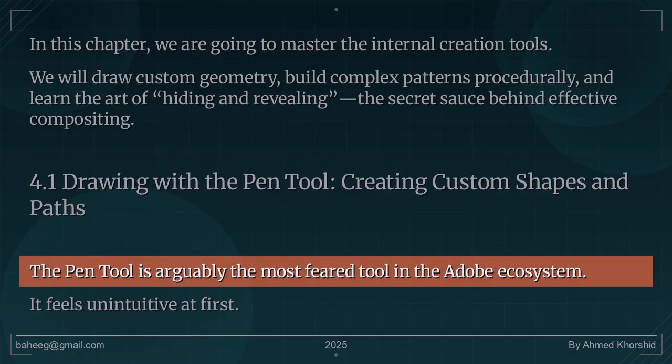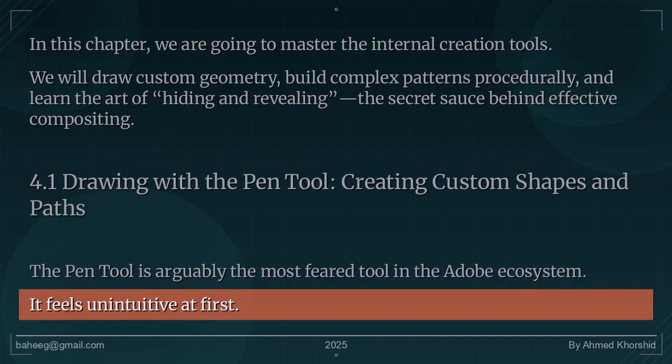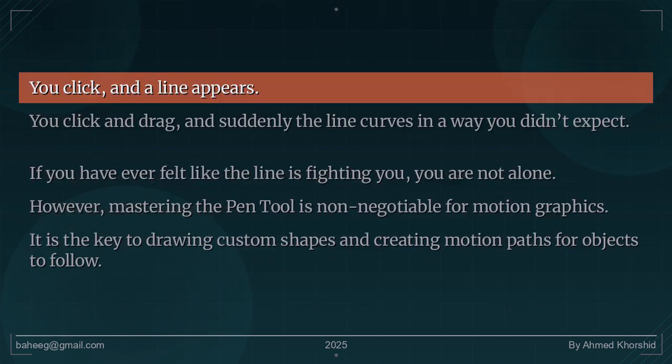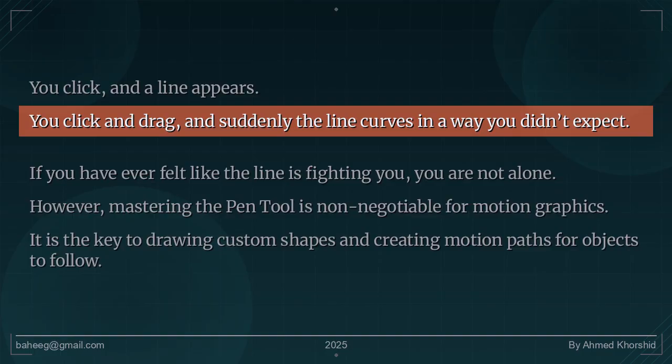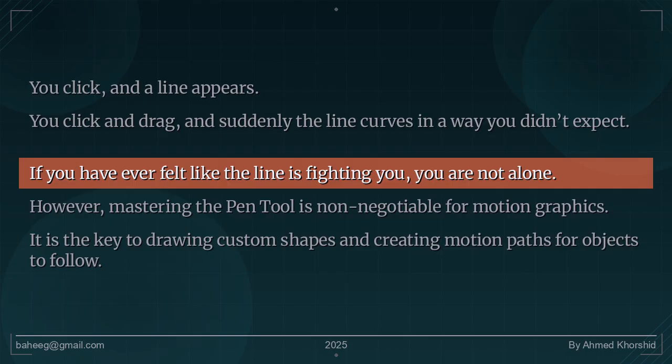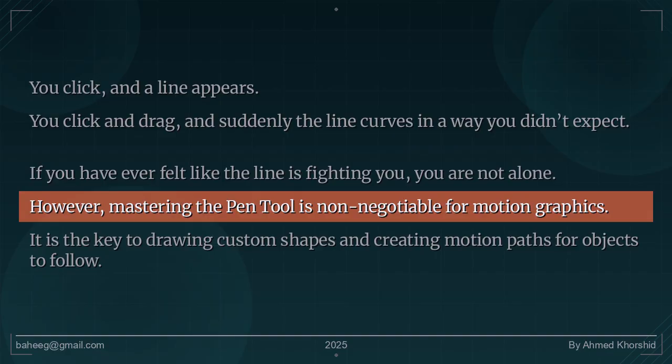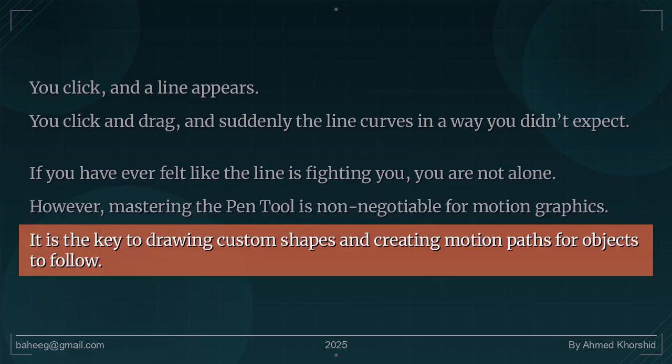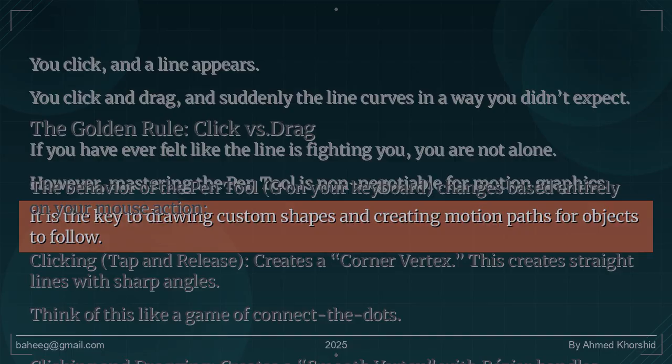The pen tool is arguably the most feared tool in the Adobe ecosystem. It feels unintuitive at first. You click, and a line appears. You click and drag, and suddenly the line curves in a way you didn't expect. If you have ever felt like the line is fighting you, you are not alone. However, mastering the pen tool is non-negotiable for motion graphics. It is the key to drawing custom shapes and creating motion paths for objects to follow.